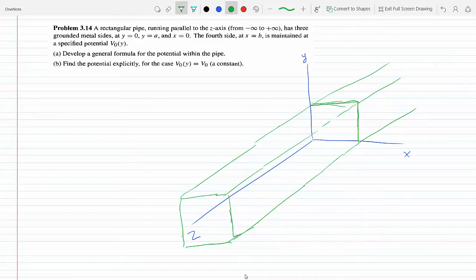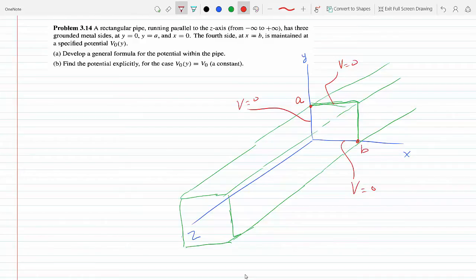Okay, and it has three grounded metal sides, at y equals 0, so this side is at v equals 0, and y equals a, so this side is at v equals 0, this being a here, and at x equals 0, this side here, this is v equals 0. And the fourth side is at x equals b, so this is b.